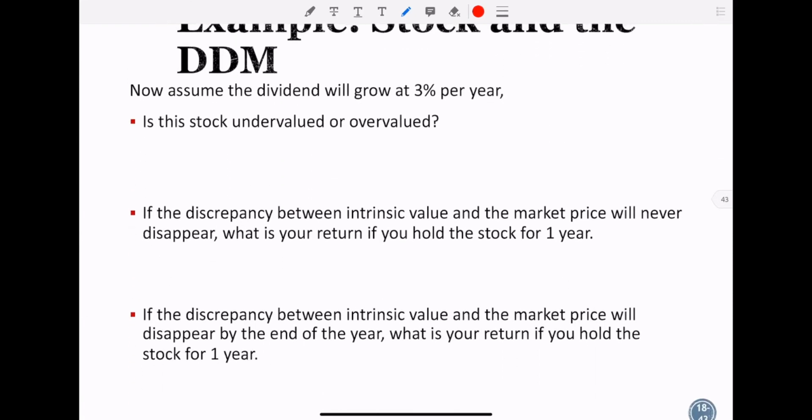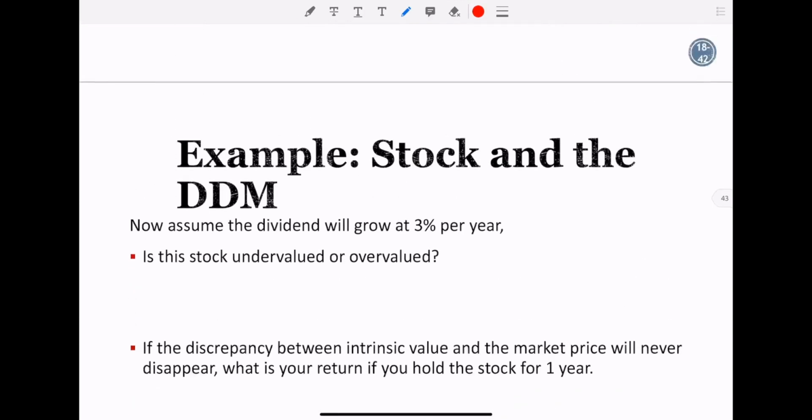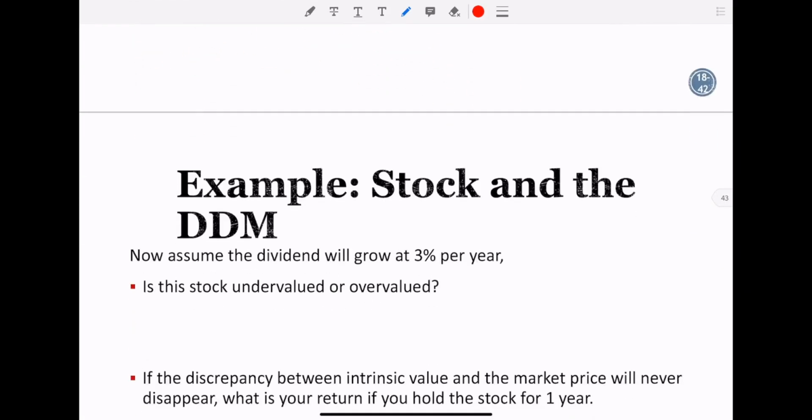Okay. Now let's see the case with a different growth rate. So previously we had a growth rate of 0. Now we're having a 3% growth rate. And obviously we still have the same number of D1, which is 2, K is 8%, right? So now we have a different growth rate, which is 3%.